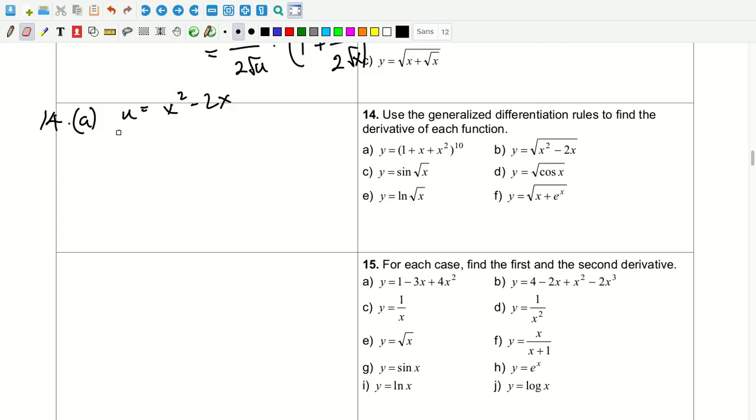Let's see. In this case, part C. This is part C now, right? Sine of root x, so easy. Root x is u. So dy/dx equals the sine of u. The derivative of that is cosine of u times 1 over 2 root x. Look at how many times I use that derivative, right? It makes life so easy. And so that's my derivative function.